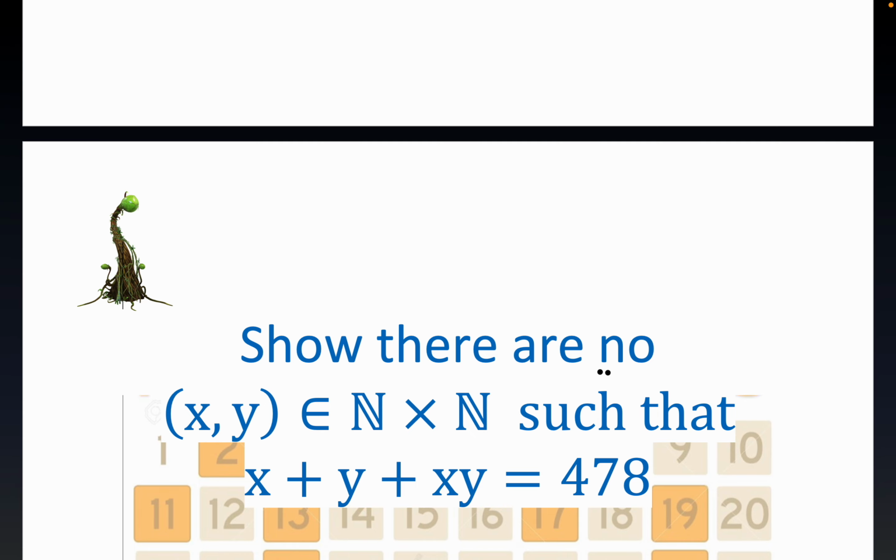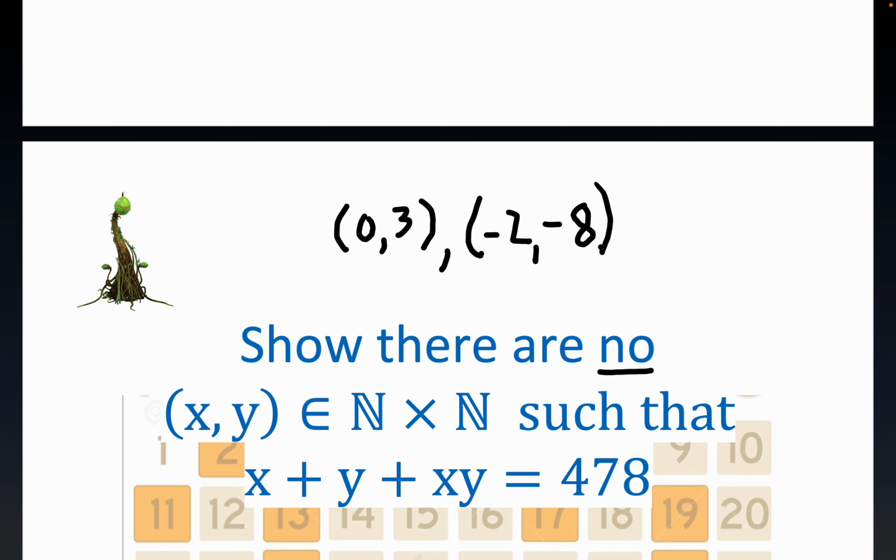Tonight we're trying to show that there are no positive integer solutions. Now, just by example, let's look at ordered pairs that are not a member of N cross N. Let's say (0, 3). I'll make up some others here: (-2, -8).